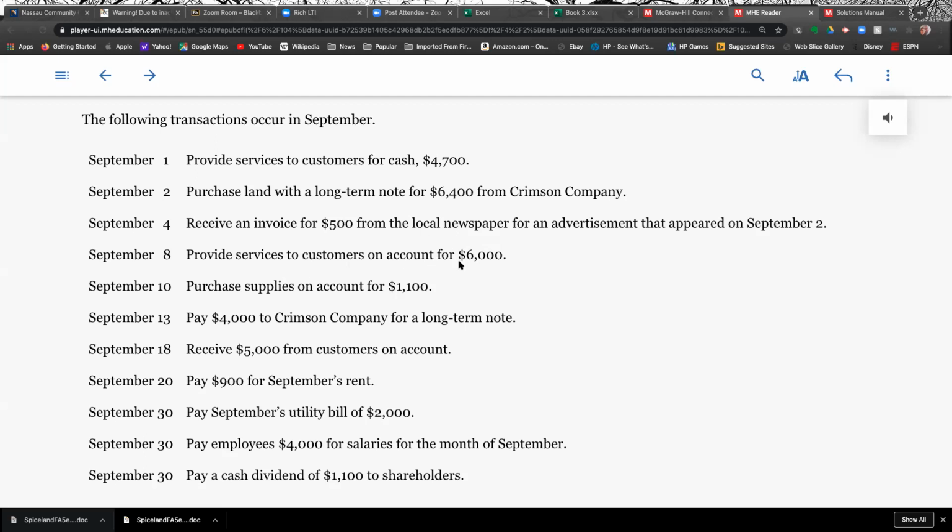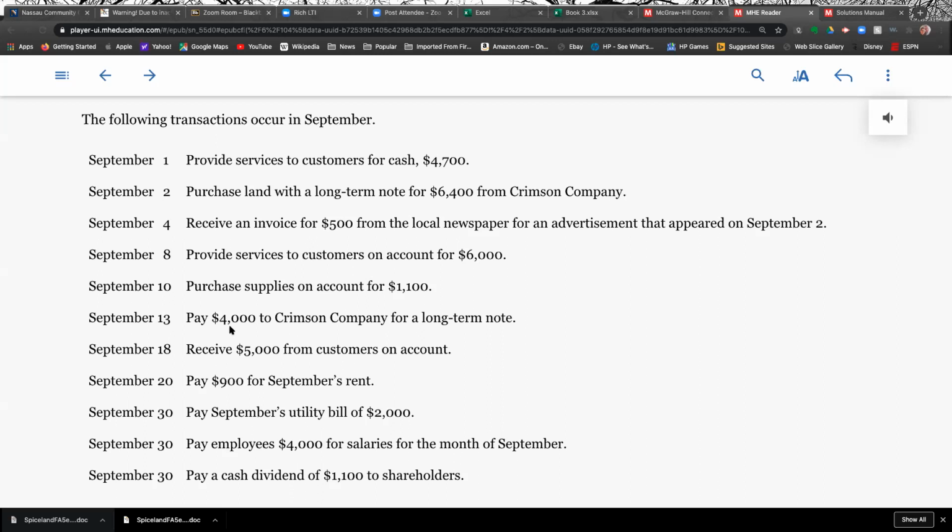Provide services to customers on account. That's accounts receivable. Provide services means revenue, right? And on account means accounts receivable. Purchase supplies on account. Supplies is an asset, but now on account means accounts payable.